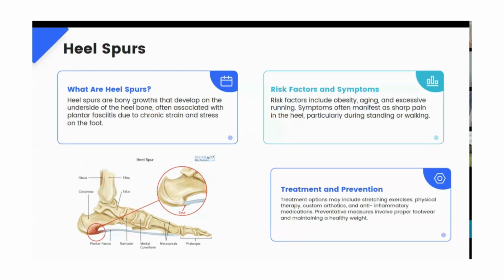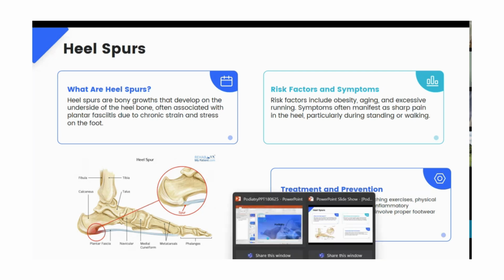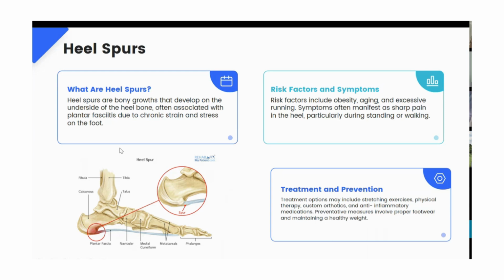Something that can be quite confusing: we might also be getting heel spurs. That's slightly different from plantar fasciitis. As you can see on the bottom corner, the plantar fascia is a little bit further to the front, further to the right, whilst the heel spur is more attached to the bone.